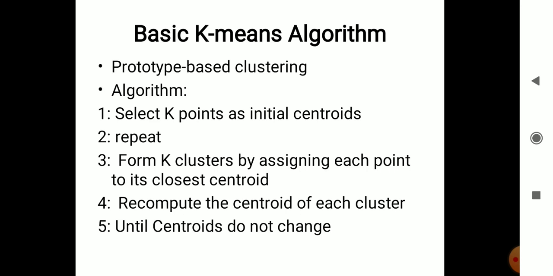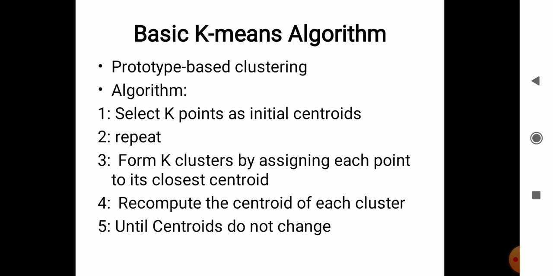Here the centroid that you will be considering is nothing but the mean value. As earlier we have discussed, mean is considered to be the centroid when you're considering continuous attribute values. In such continuous attribute values, mean is considered as the centroid.